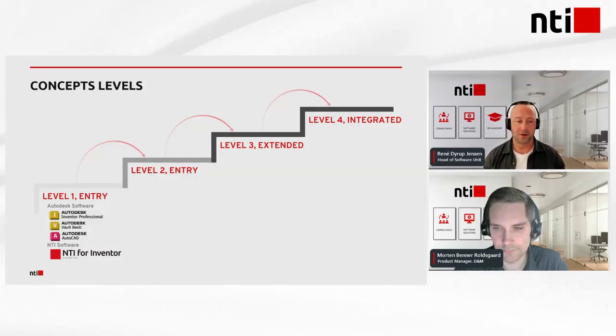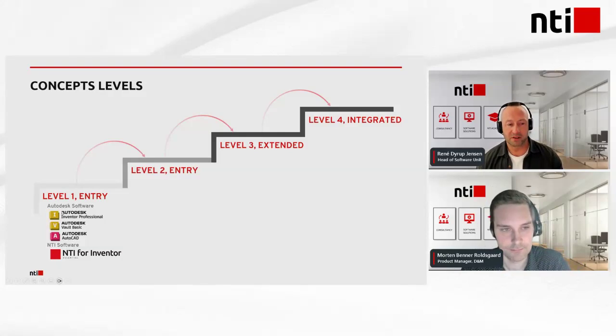So on level 1, we will have, in my opinion, the lowest level of what you could consider a solution. This is Inventor Professional, Vault Basic, but also NTI for Inventor Essential. With this solution, you will basically have the manual approach. You will have the button inside Inventor where you can create your design representation files. You will also be capable of handling properties, and it will be a very standardized approach.